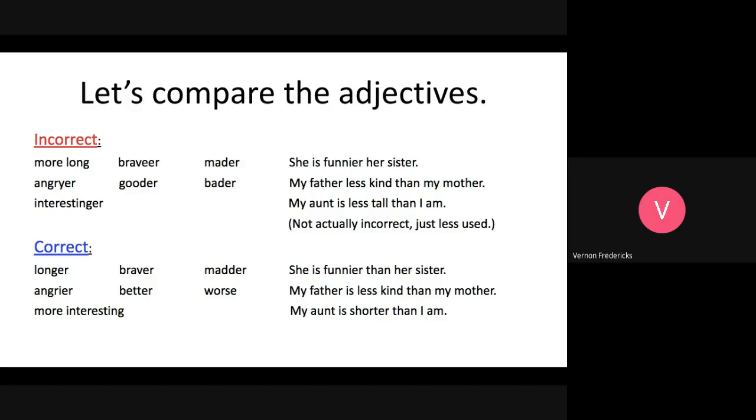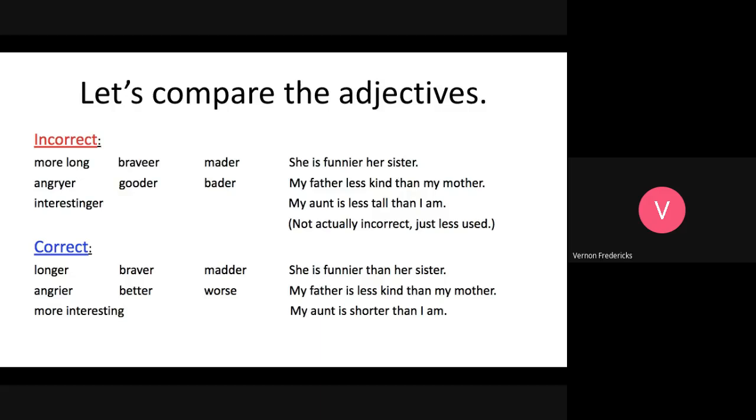Why do we use less kind there? Why do we say less kind? What do you think is kind? Kind is a stative verb, yeah? And we're going to use less or more. My father is less kind, stative verb there.